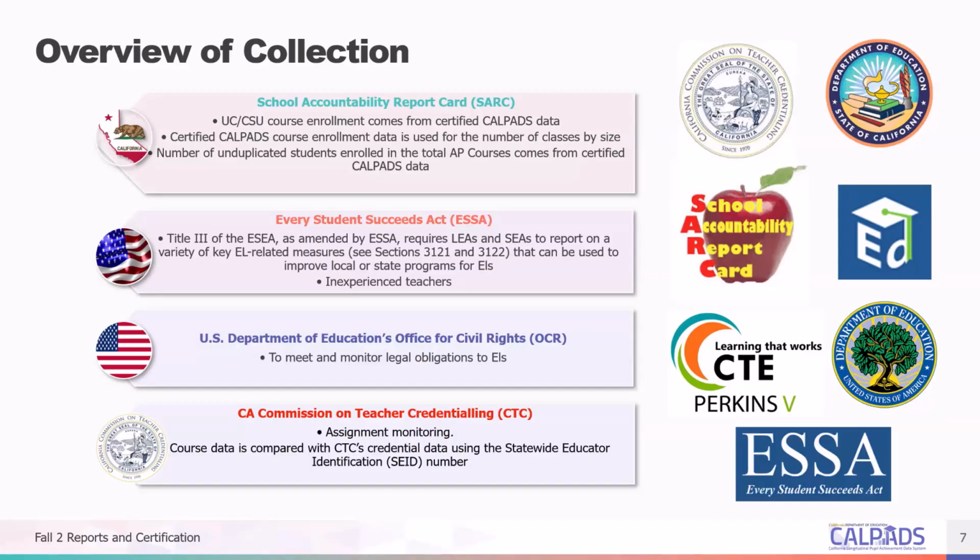2, right? Well, everything is dictated to us by legislation, and some of that legislation is the Every Student Succeeds Act, or ESSA, the U.S. Department of Civil Rights. We have an obligation to monitor EL students, and so you providing information to ensure their services is a requirement of Fall 2. We have assignment monitoring, right? And so the CTC uses the Fall 2 data to make sure that your staff is properly authorized and credentialed.